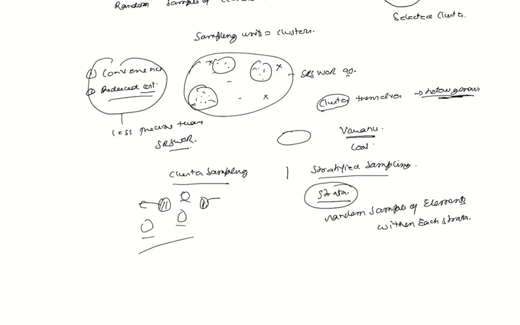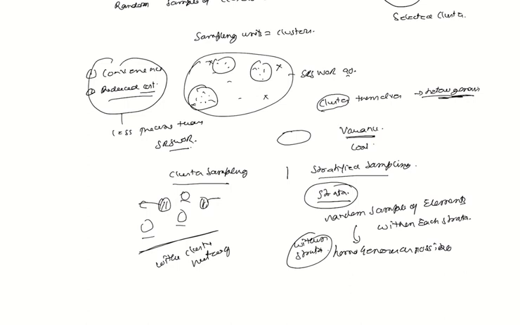In stratified sampling, we want the elements within a stratum to be as homogeneous as possible. So within strata we want them to be homogeneous, while within a cluster we want them to be heterogeneous, to be more precise.